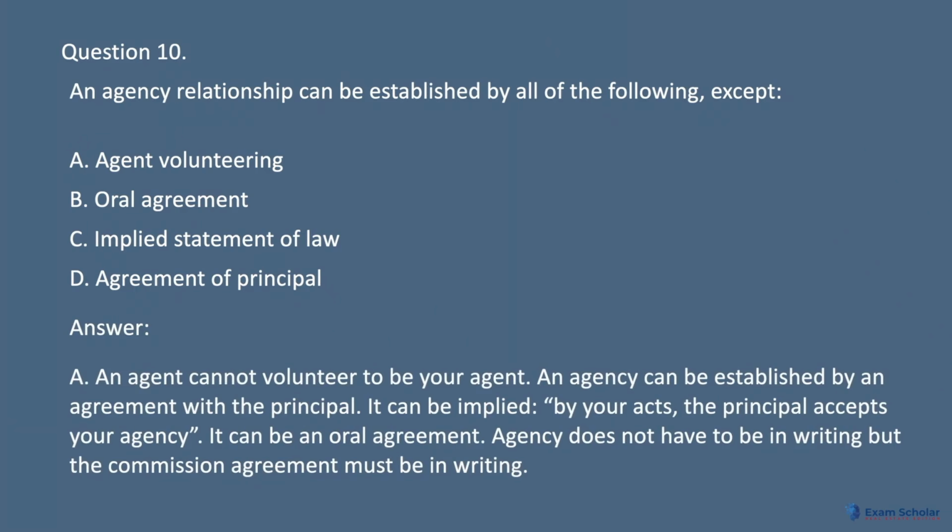Answer. A. An agent cannot volunteer to be your agent. An agency can be established by an agreement with the principal. It can be implied, by your acts, the principal accepts your agency. It can be an oral agreement. Agency does not have to be in writing, but the commission agreement must be in writing.